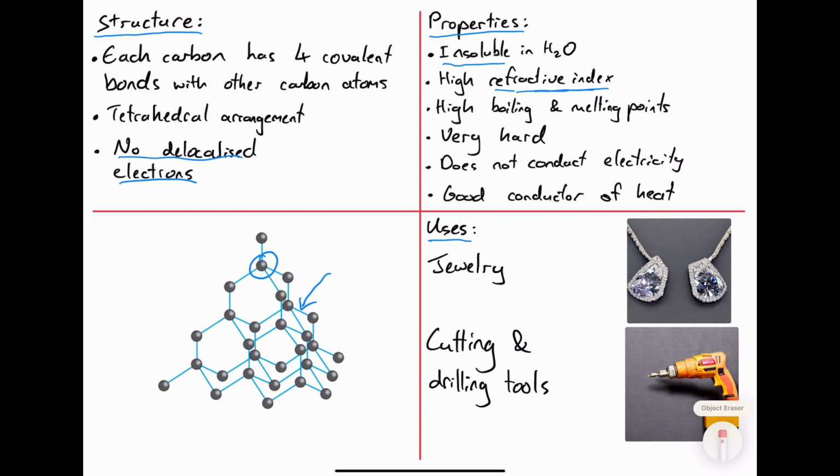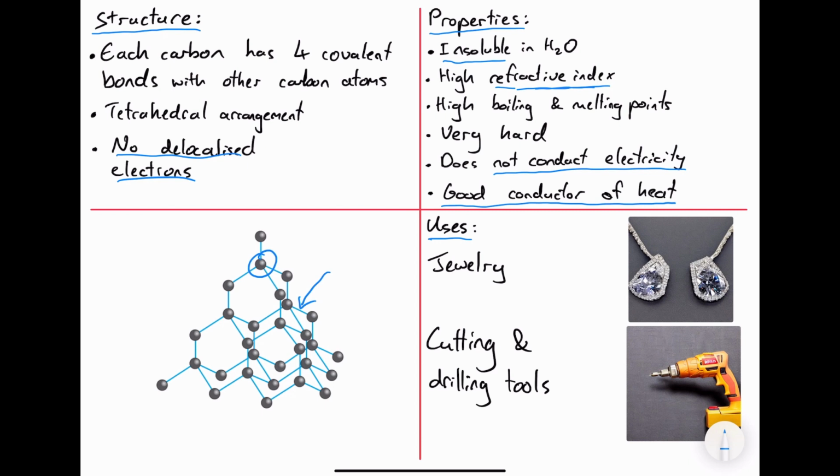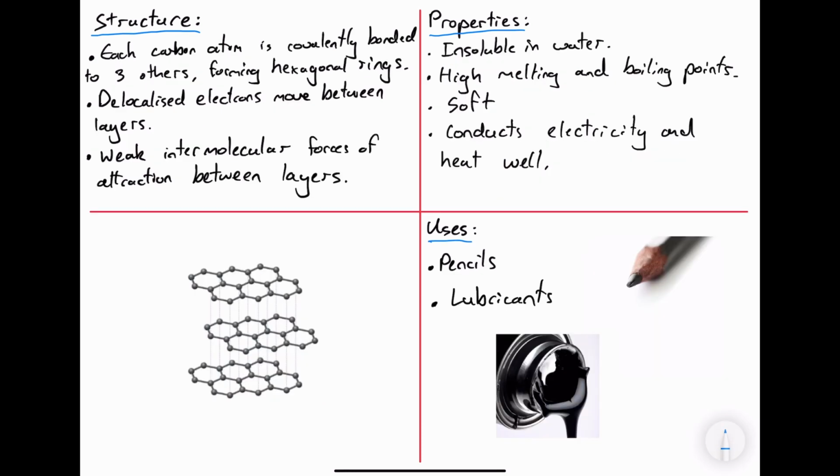Due to the fact that diamond does not have any delocalized electrons, it cannot conduct electricity. And because the carbon atoms are held very firmly together by strong covalent bonds, it is a good conductor of heat, as the atoms can pass on kinetic energy to their neighbors very easily. Because of the high refractive index, diamonds are commonly used in jewelry because they form very sparkly gemstones. And because of the hardness of diamonds, they're commonly used in cutting and drilling tools.